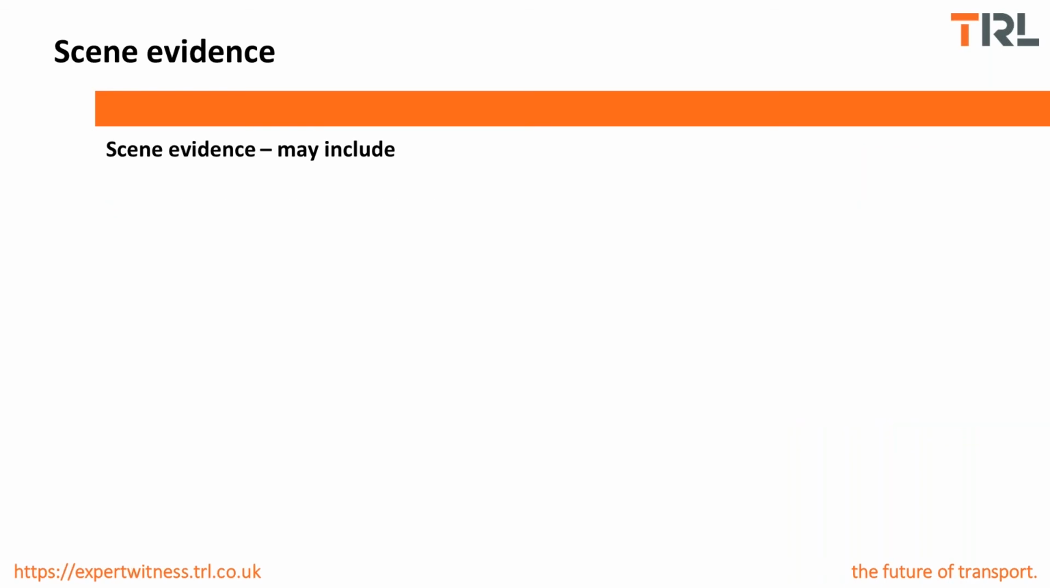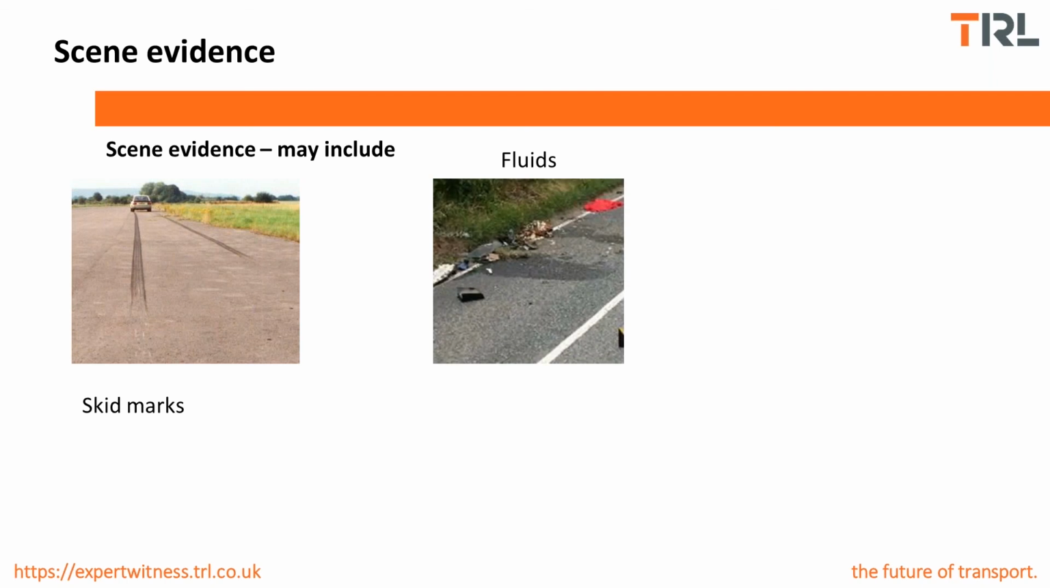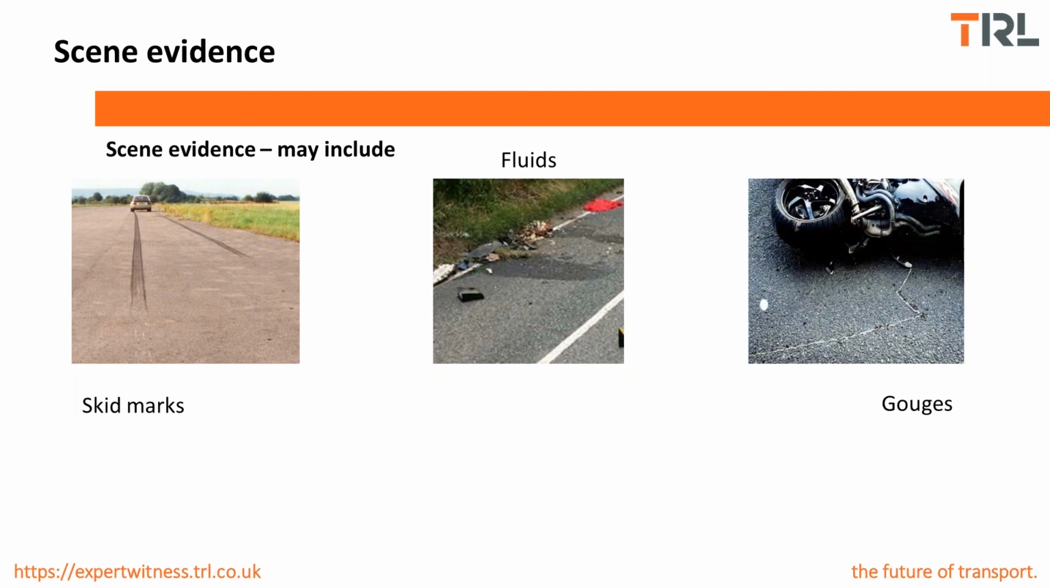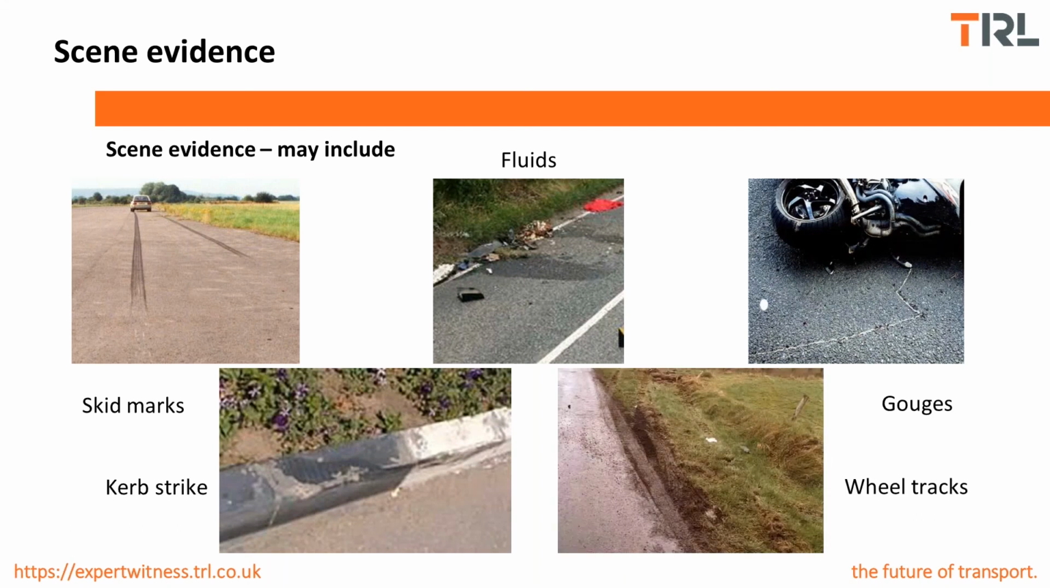So if the scene is still relatively fresh, then you may find things like this. Skid marks, they're not so common these days with vehicles having ABS. Fluid leaks, which can show both where the collisions happened and where vehicles came to rest. There may be a trail of fluid. Gouges in the road made by parts of vehicles that contacted it. Evidence of where curbs were hit by tires, wheels, or other vehicle parts, and marks on the verges where vehicles have run off the road.